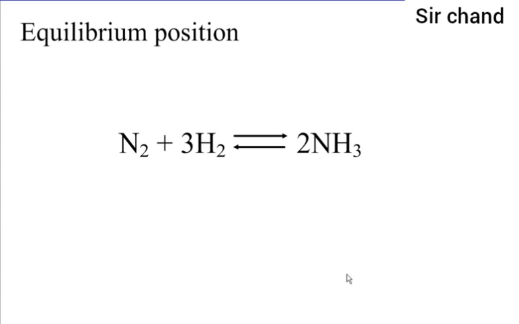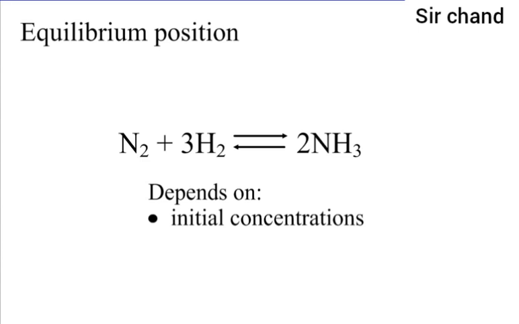Now, whether equilibrium lies far to the right, meaning that the production of products is favored, or far to the left, meaning that the production of reactants is favored, is dependent on a couple things. It depends on the initial concentration, because if you have more reactants or more products in solution, you'll have more collisions, and therefore your reaction will occur faster, and therefore rates in one way or another will be affected.